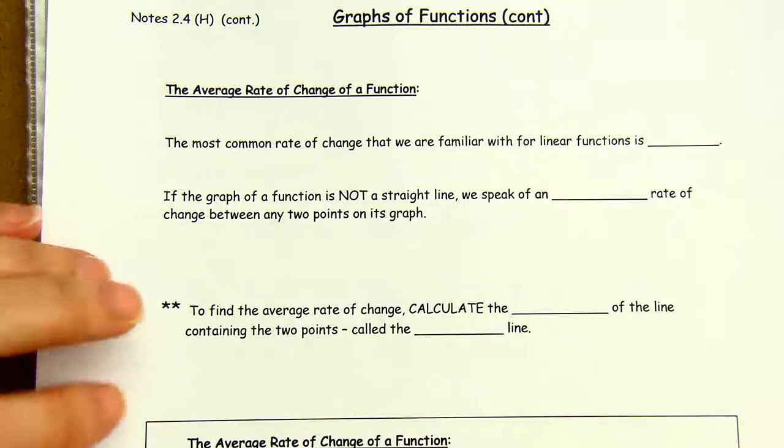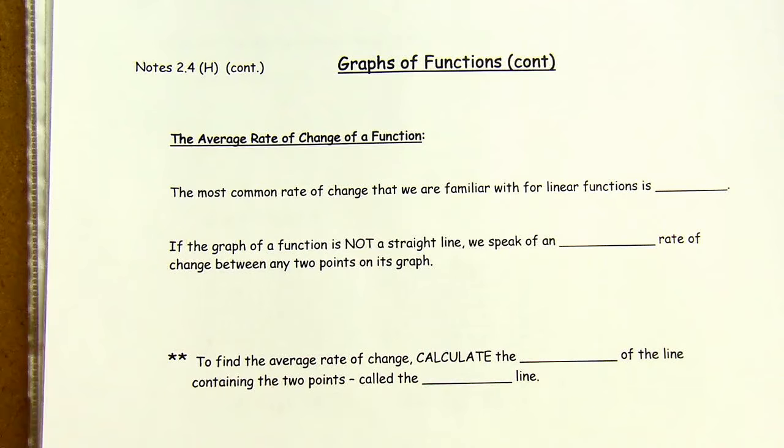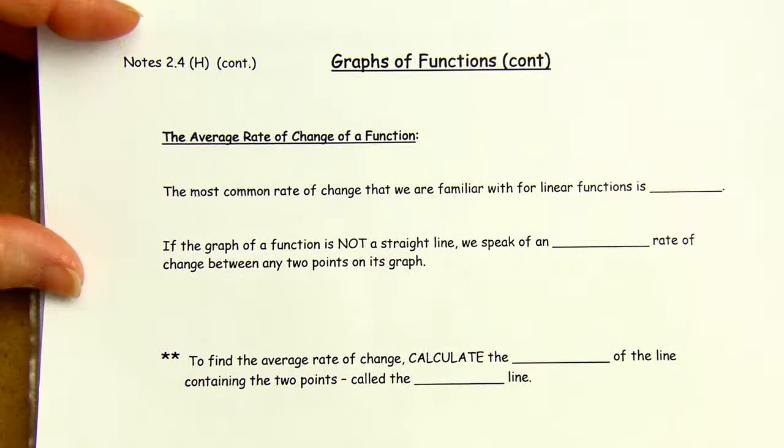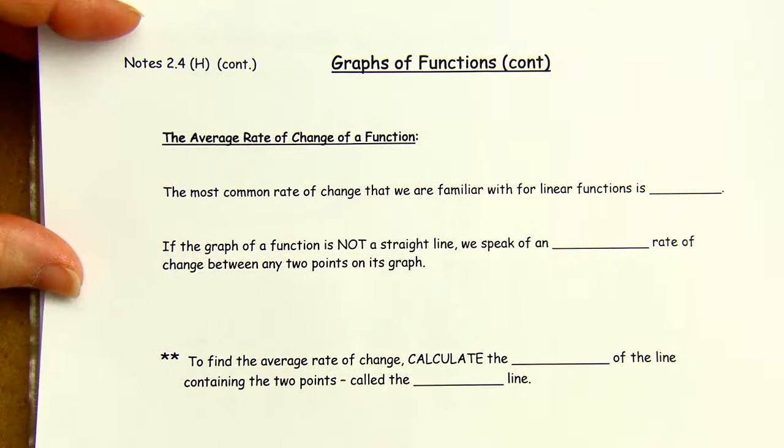Right, chapter 2, section 4, continued. So we'll do pages 1 and 2 of the notes in this video. The average rate of change of a function. Now, we already saw the difference quotient.